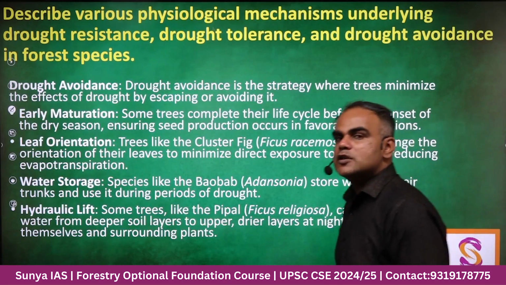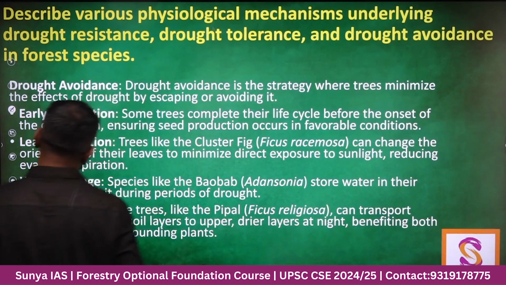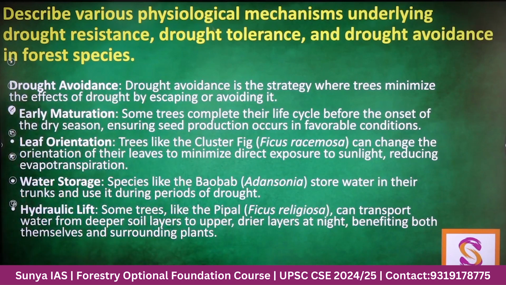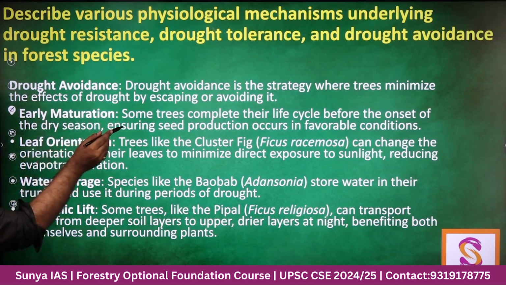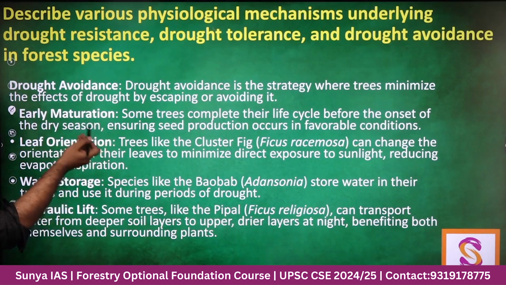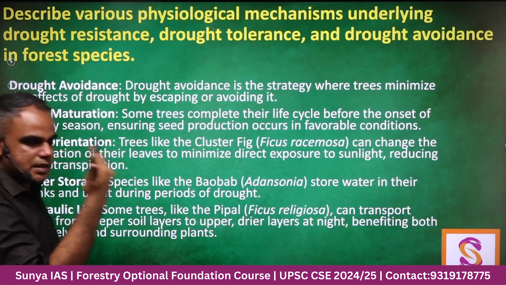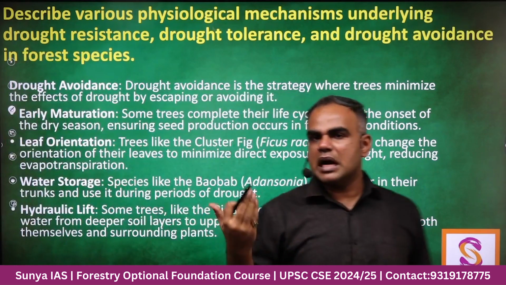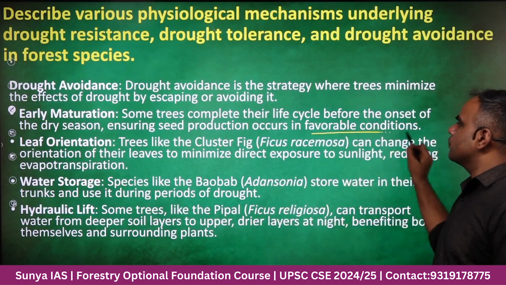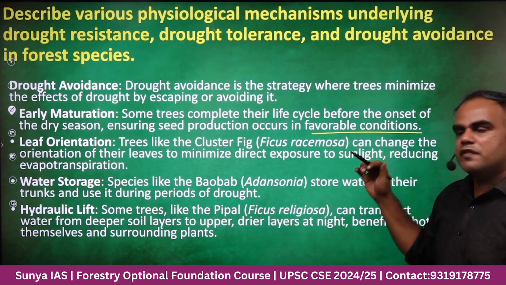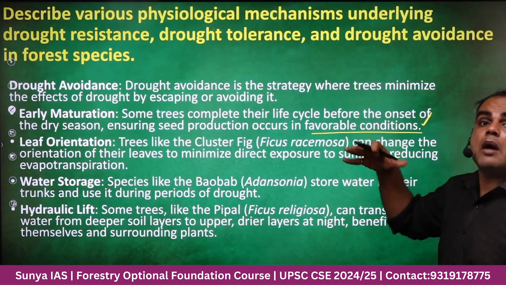And last is the case of drought avoidance. Here, I'm talking of early maturation or leaf orientation, so many things. Sometimes with early maturation, the trees complete their life cycle before the onset of the dry season. The dry season is supposed to come in and they will do early maturation. The whole idea is to ensure seed production in favorable conditions, so they can avoid drought.